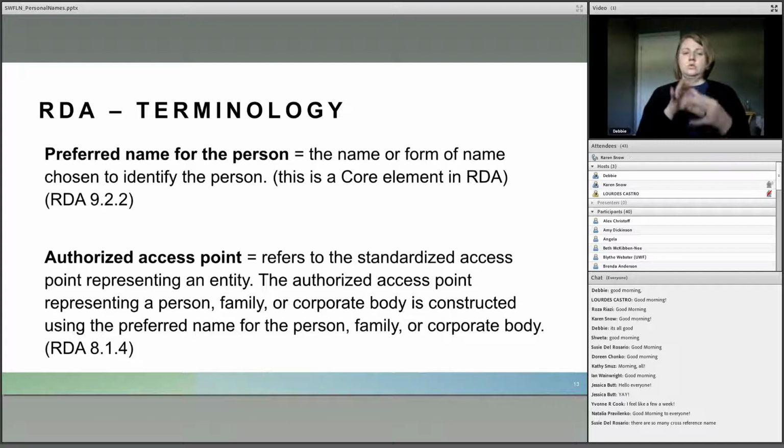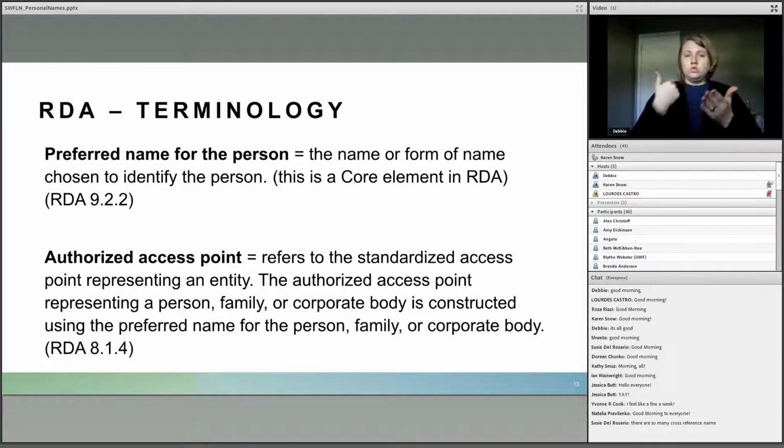Now, if we specifically look at names, RDA defines a preferred name for a person as the name or form of name chosen to identify the person. This is core, this is required in RDA: if we have someone involved in the resource, whether that's the author, the composer, the performer, or the translator, we need to identify their preferred name. We'll talk about that a bit more, but it's generally chosen based upon what the person prefers and what is actually used on the resources we collect.